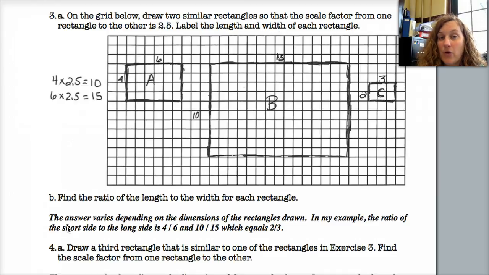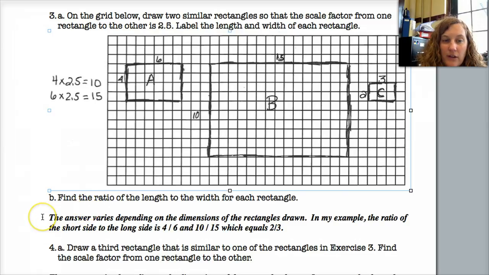I just picked 4x6 because I knew that with even numbers I could double it pretty easily. So my original rectangle is 4x6. I apply my scale factor of 2.5, so 4 times 2.5 is 10, 6 times 2.5 is 15, so my new rectangle with a scale factor of 2.5 is 10 by 15. So going from 4 to 10 is 2.5, 6 to 15 is 2.5.